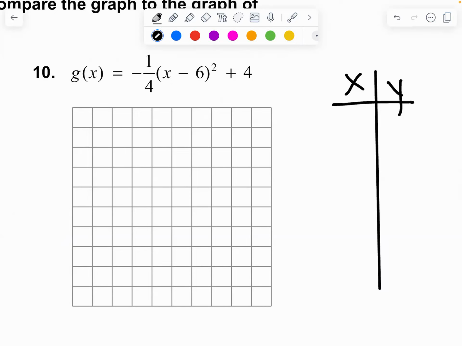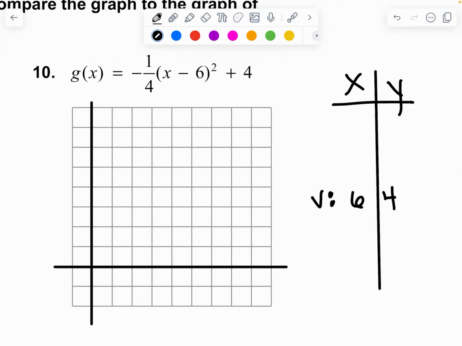Where's our vertex? 6, 4. Sound better? Yep. Noah, which direction is this opening? How do you know? That's a negative. Okay. Also, it's a 1/4. So what does that mean? It's going to be wide. Okay.